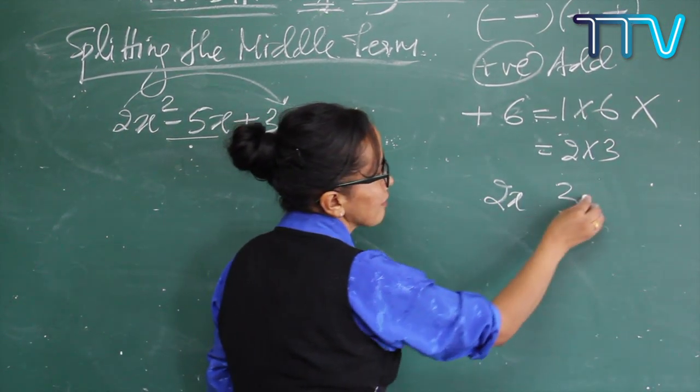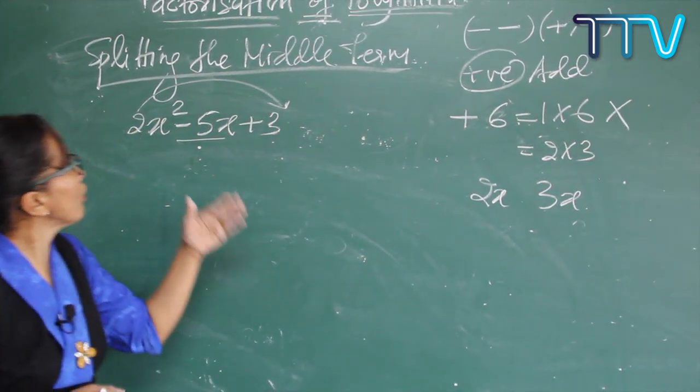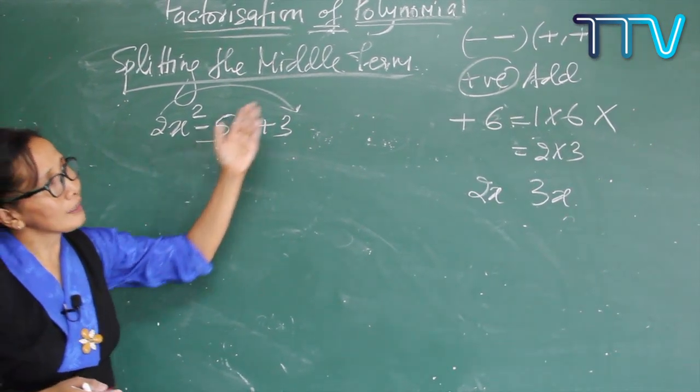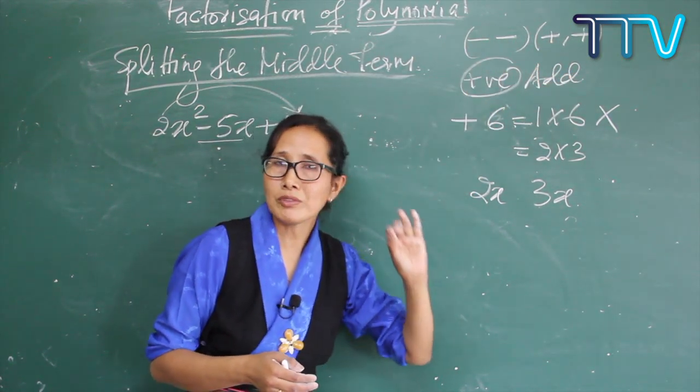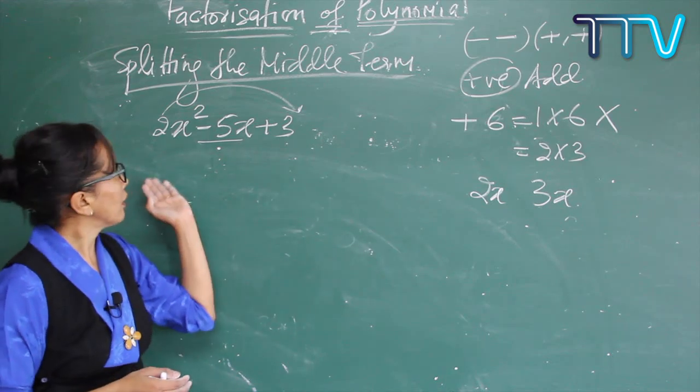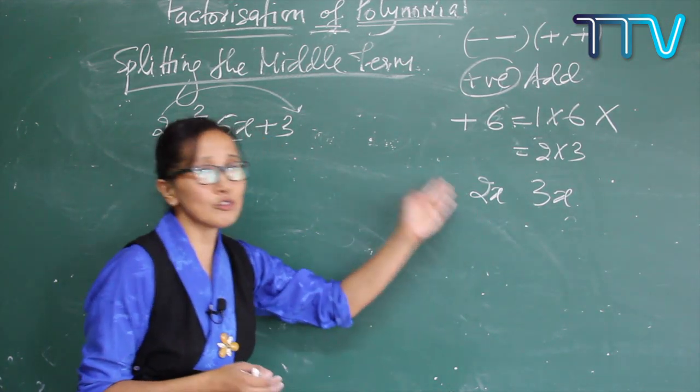Both are having variable x and variable x. And what will be your sign, the middle term sign? Either it is negative or positive. Which sign do you have to take down? Your middle term sign is always the one you have to take.